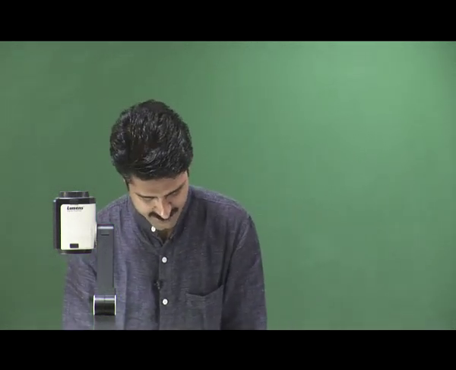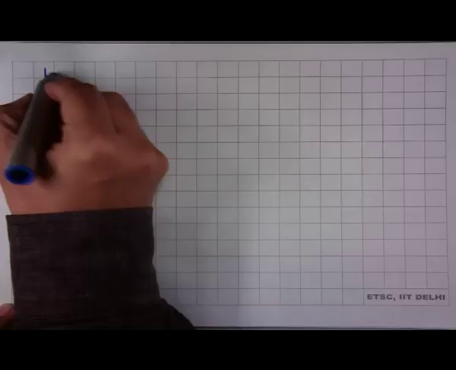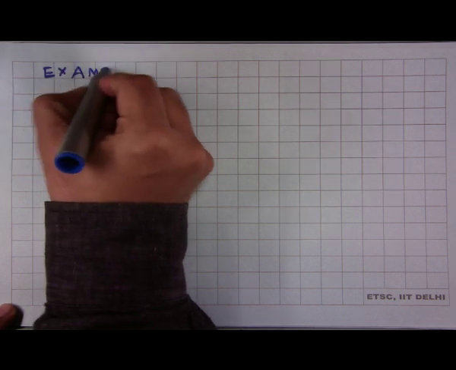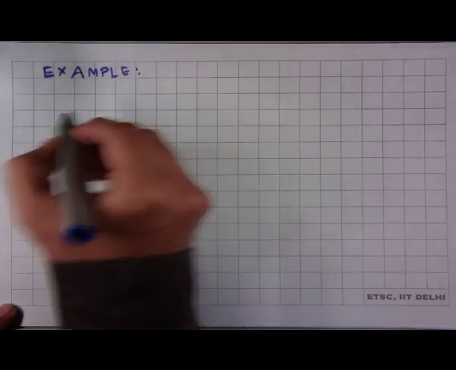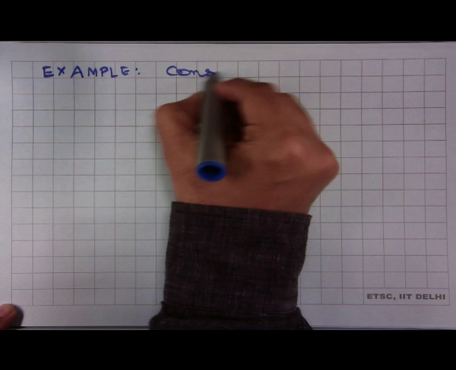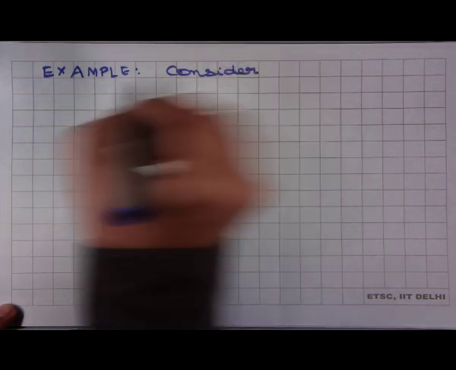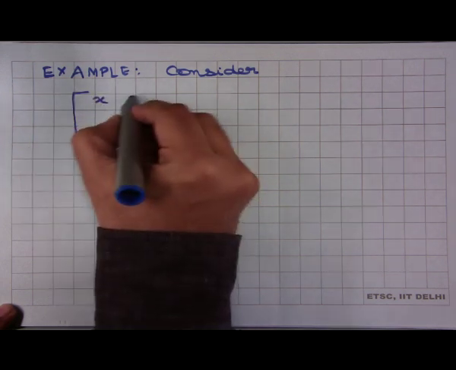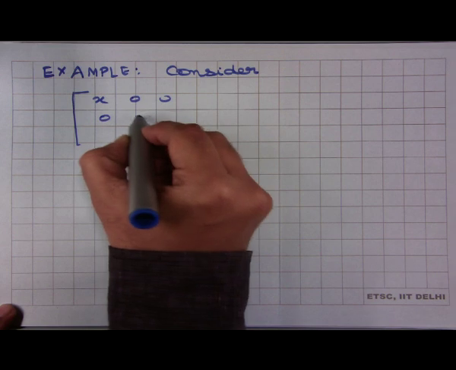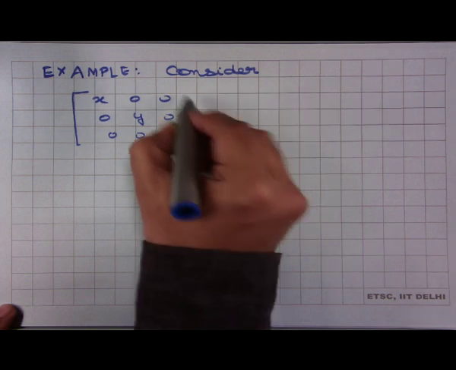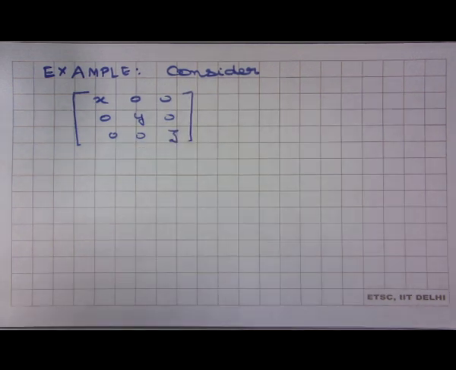So, one example is as follows. Let us look at a 3 by 3 matrix. Consider a matrix like x 0 0, 0 y 0, 0 0 z. Now, looking at this matrix, it is a diagonal matrix.